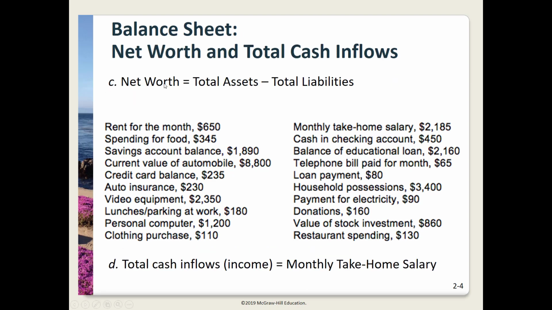So part C has to do with net worth. So recall that our formula for the net worth is our total assets, what we own, minus our total liabilities, what we owe.